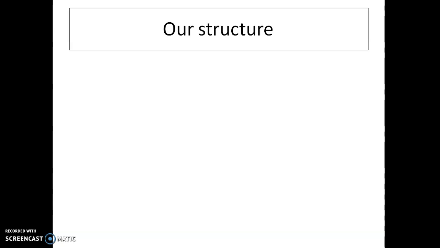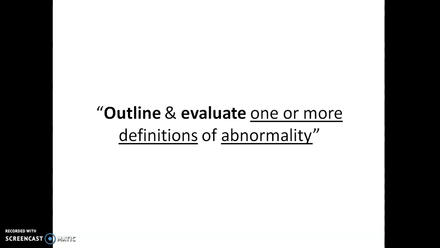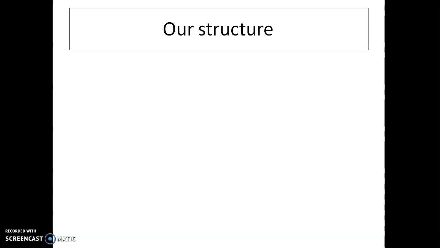So to start off with, you need to give a brief introduction of what abnormality is. To introduce my essay, your introductions don't have to be super long at all. It could literally just be a definition of what abnormality is, so defining all the key terms in our essay. So you could say abnormality is deviating from what is normal or usual behavior, for example. And then we will move on to our definitions of abnormality.